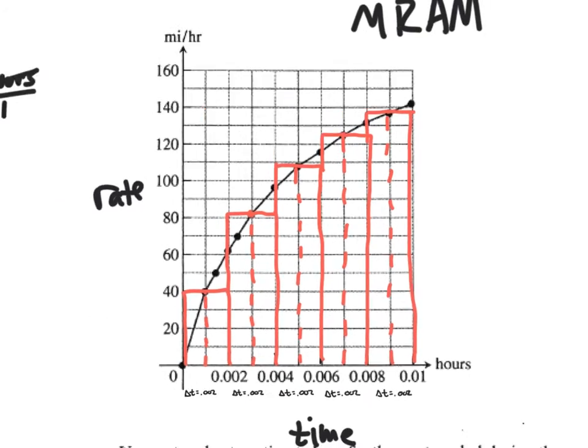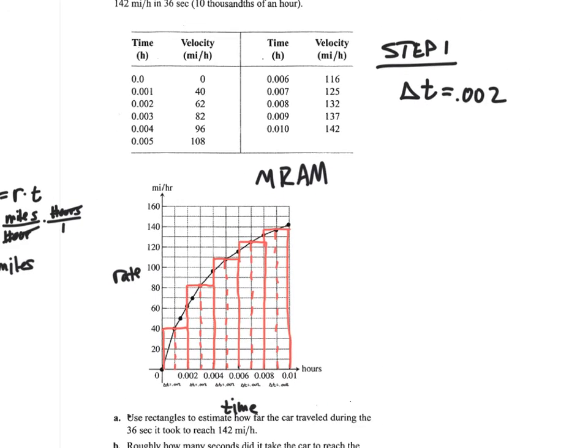That's why I chose a delta t of 0.002, so that I could actually use the points in between and use those points to find my heights. And the last one. All right, so we'll use those. So we found our delta t.